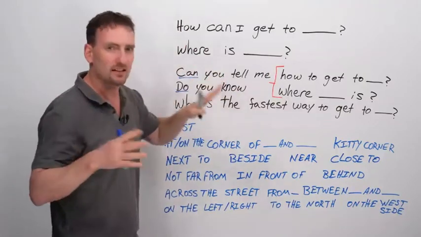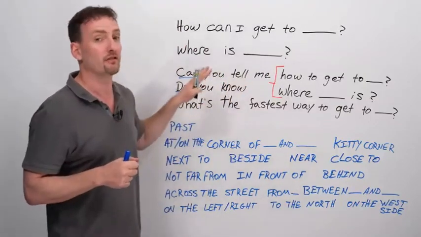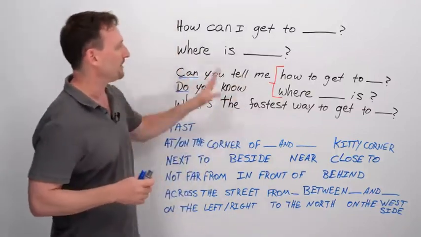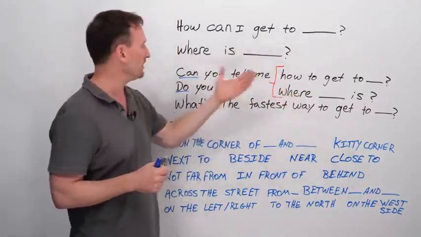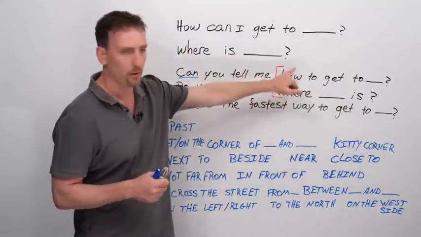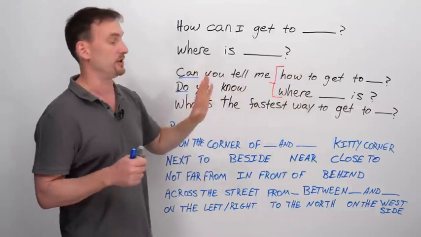But ideally, use the indirect question. It's a little bit softer, a little bit more polite. So, can you tell me how to get to the train station? Do you know where the train station is? Or you can use both of these clauses with either question.